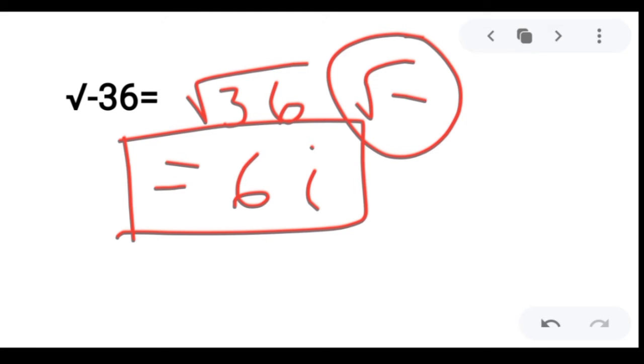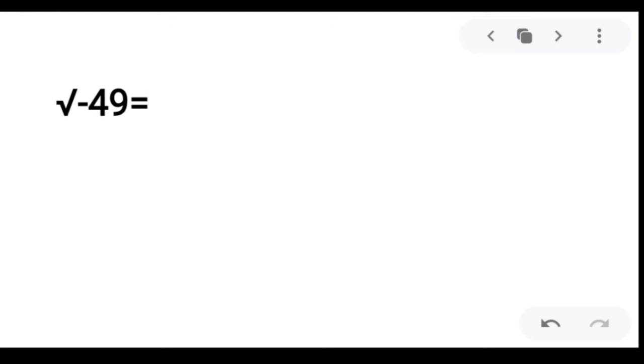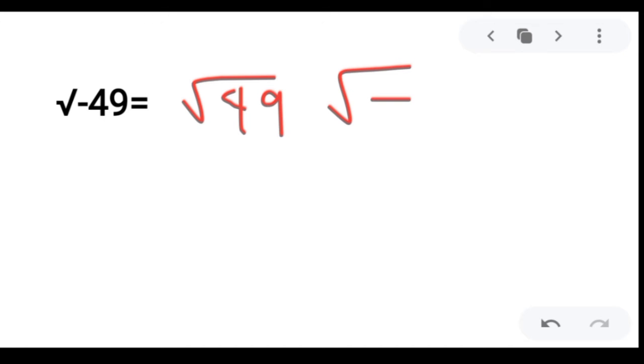Sa other given naman natin guys, it's negative 49. Perfect square pa rin siya. So, ihiwalay natin yung perfect square, 49. Square root of negative. 7 times 7 is 49. 7i. The answer is 7i.